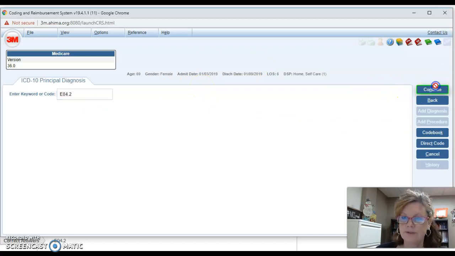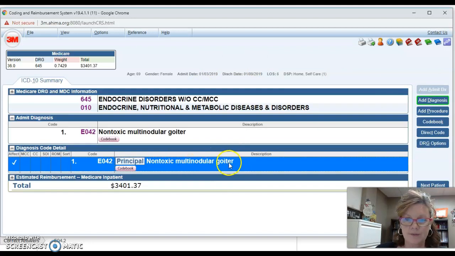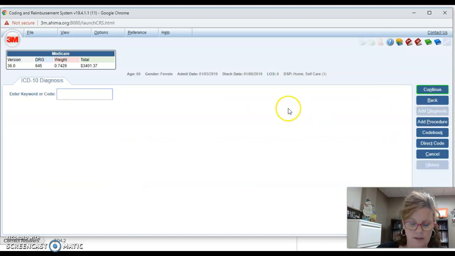All right, we have our principal diagnosis. And this is with our goiter. Okay, again, it was the multinodular goiter. It had everything in the statement. Let's get our next diagnosis in.